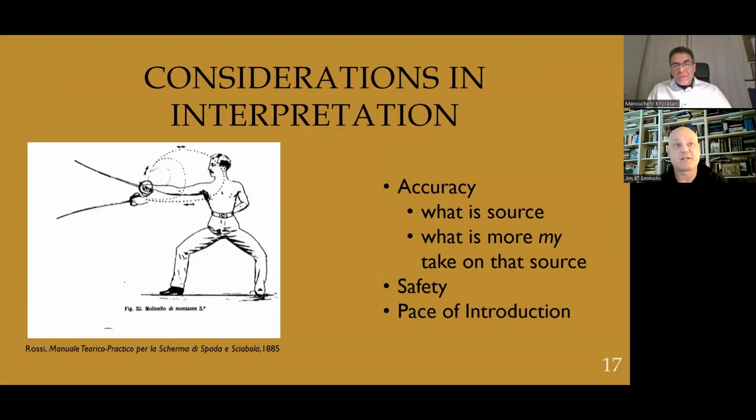Other things to consider: accuracy. So this is a picture from Rossi, and it's a great little diagram showing a couple of different ways to make the Molinelli, or the elbow-driven cuts. They depend on the source, right? So my tradition for sabre, one of the things that's a hallmark of the Radaelli system is the use of the elbow as the axis of rotation. And there are very important reasons for that. We've discussed this before, but yeah.